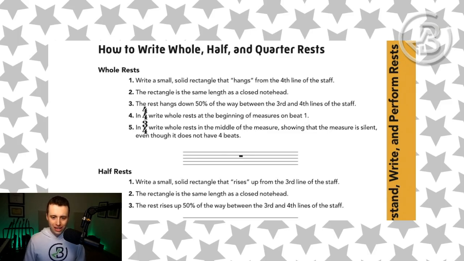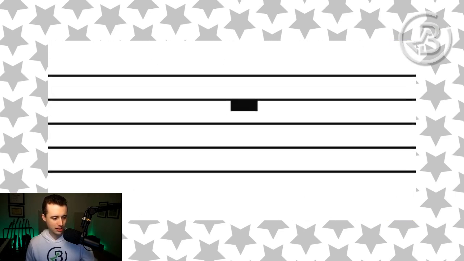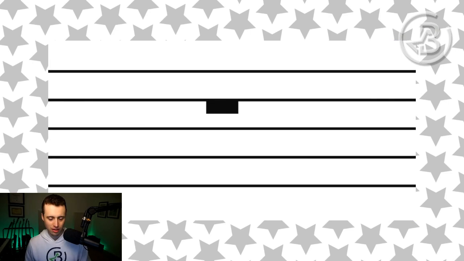So a whole rest is a small little rectangle, and it hangs down from the 4th line of the staff. The rectangle is the same length as a closed note head. Don't make your rectangles this long. And the rest hangs down 50% of the way between the 3rd and the 4th lines of the staff. Let's zoom in and take a look at that. Yeah, you can see that space between line 3 and line 4, right here.